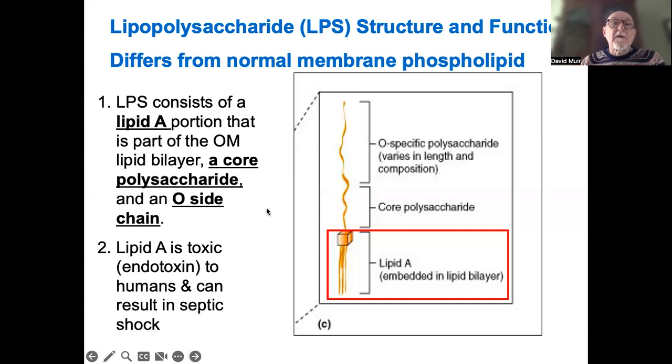So you can see here that this lipid A has this very long polysaccharide tail. And this O-specific polysaccharide itself is also antigenic. It is the lipid A that is particularly dangerous.